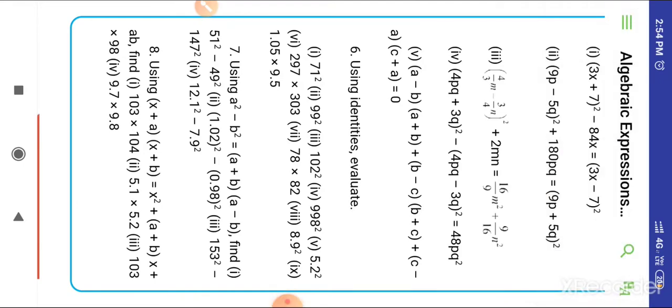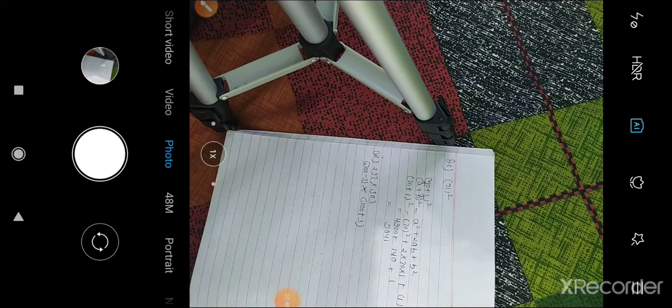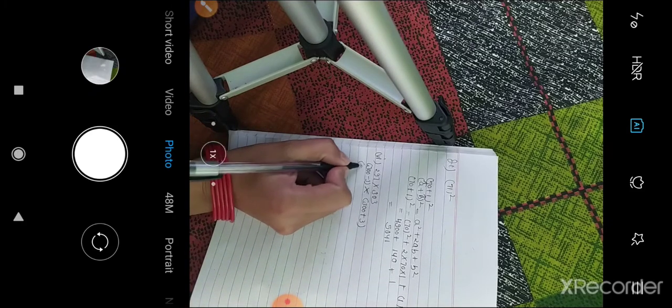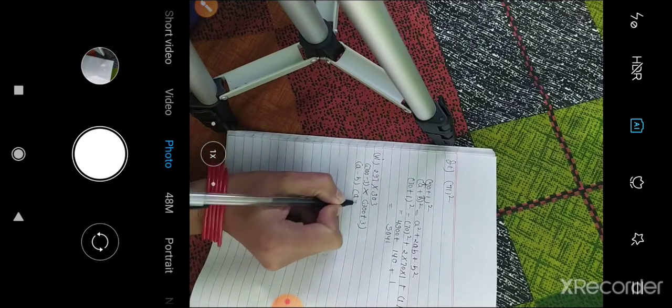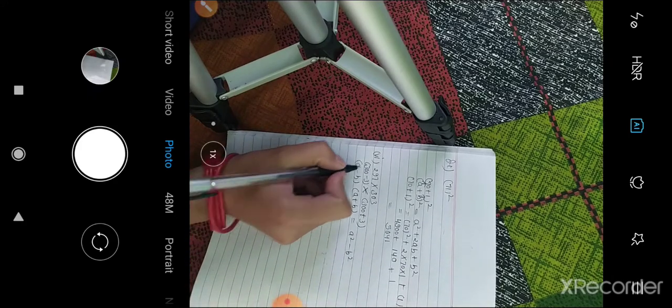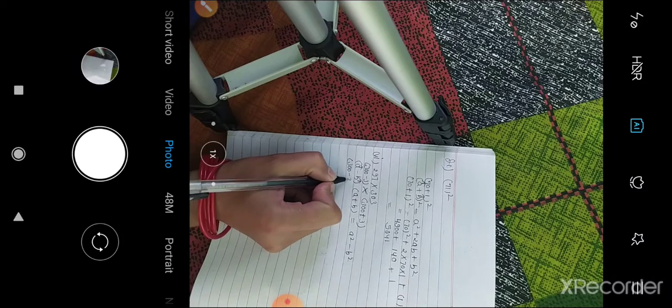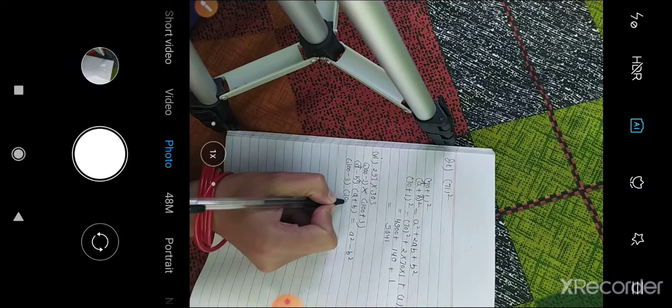Now, move to the sixth part, and the sixth part is 297 multiplied by 303. Again, first we will break down this question. So we can write 297 as 300 minus 3 and we can break down 303 as 300 plus 3. So it is clear from the question that we have to apply the third identity, (a minus b)(a plus b), and (a minus b)(a plus b) is a square minus b square. In the place of a we have 300, in the place of b we have 3. So 300 minus 3 and 300 plus 3.